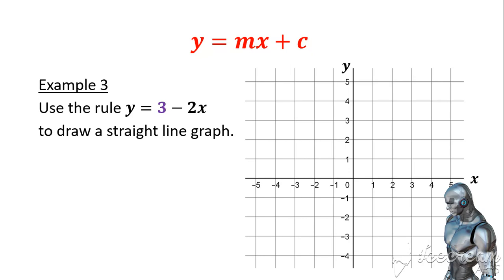So starting with the number by itself is c. So starting with 3, let's put a 3 on the y-axis. Positive 3 is where the graph crosses over the y-axis.